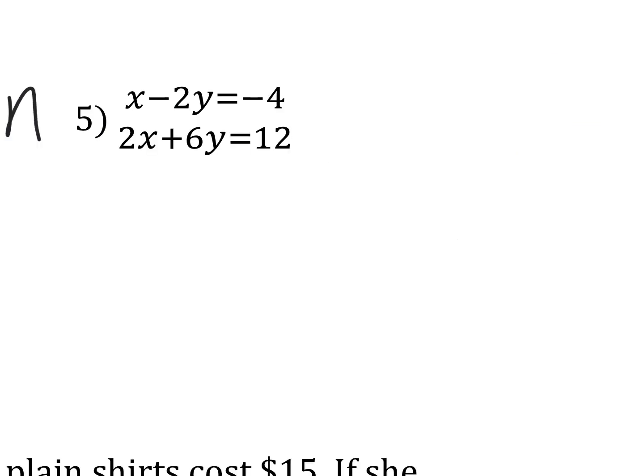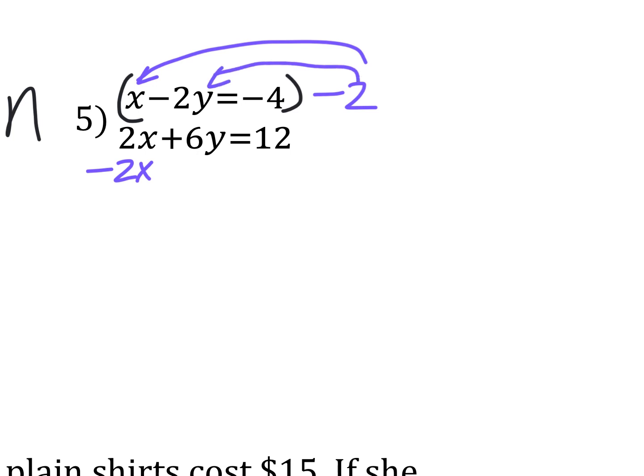Okay, for number 5, I think this one's set up very well for elimination. So I am going to multiply the top equation by -2. The reason I'm going to do that is because that's going to make this front term a -2x so that it'll cancel out with that positive 2x in just a second. But I got to multiply everything by -2.